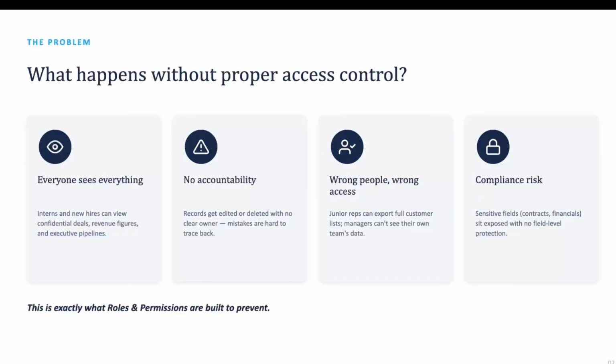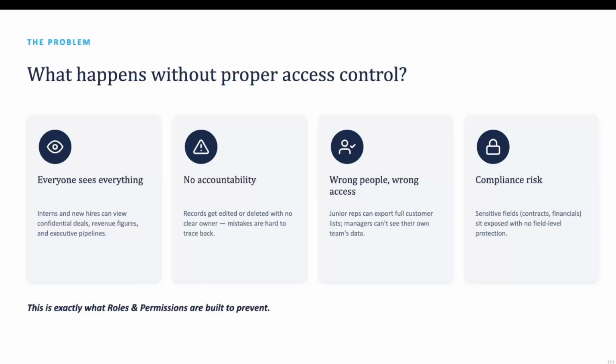The second is no accountability. Your records get edited, and they can be deleted by any user or any owner, and it is harder to track them. The third problem is wrong people, wrong access. When you don't have a proper system, every person can get the wrong access. Like a junior rep can export the full customer list, and managers can't see their own team's data. This is one of the problems.